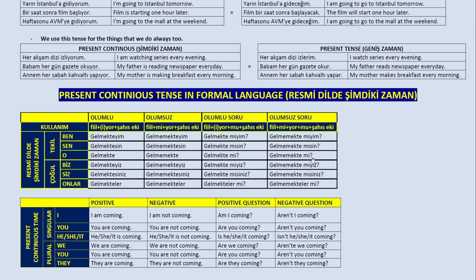And in negative question, gelmemekte miyim? Gelmemekte is the same as the negative form. The difference between them is the question suffix, and it's written apart, of course. Gelmemekte misin? Gelmemekte mi? Gelmemekte miyiz? Gelmemekte misiniz? Gelmemekteler mi?